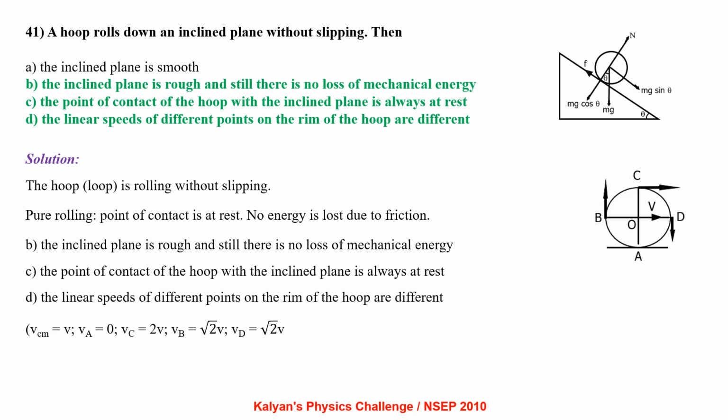So in the case of pure rolling, the point of contact is at rest, so no energy is lost due to friction. The inclined plane is rough and still there is no loss of mechanical energy. The point of contact of the hoop with the inclined plane is always at rest, that is by the definition of pure rolling. The linear speeds of different points on the rim of the hoop are different. Those speeds are indicated in the diagram.